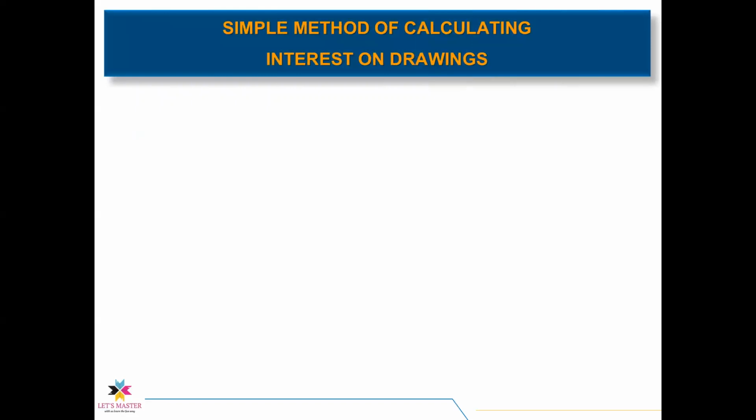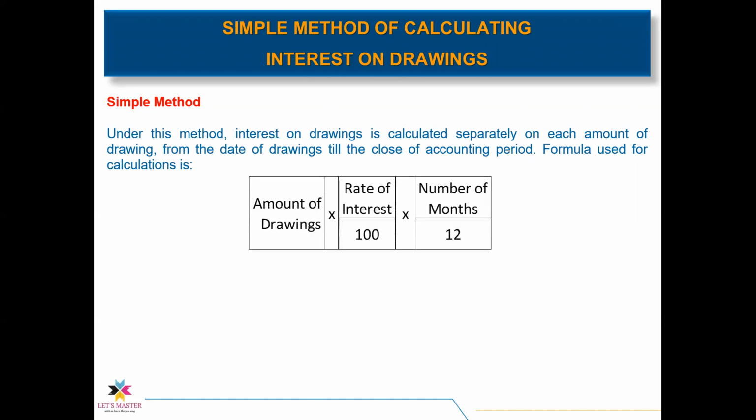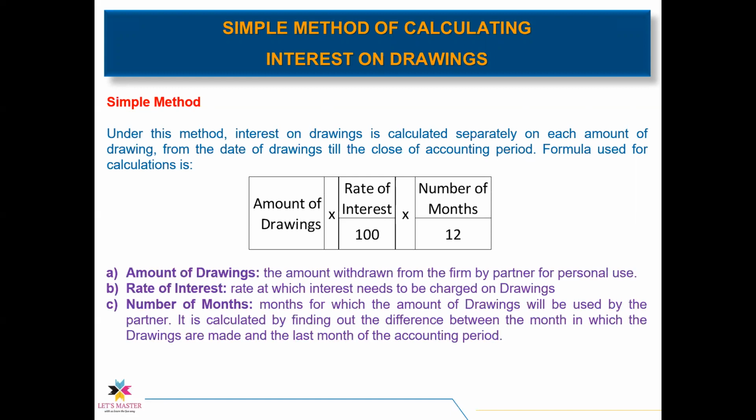The first one is the simple method of calculating interest on drawings. Under this method, interest on drawings is calculated separately on each amount of drawings from the date of drawings till the close of the accounting period. The formula used for calculation is amount of drawings multiplied by rate of interest upon 100 multiplied by number of months divided by 12. So here, amount of drawings is the amount withdrawn from the firm by the partner for personal use.